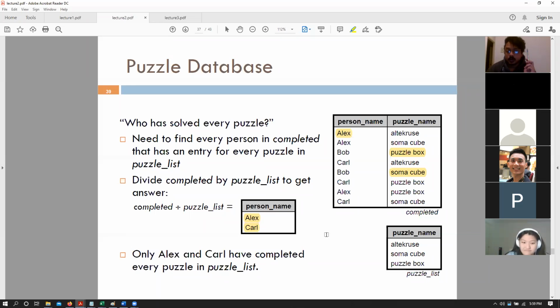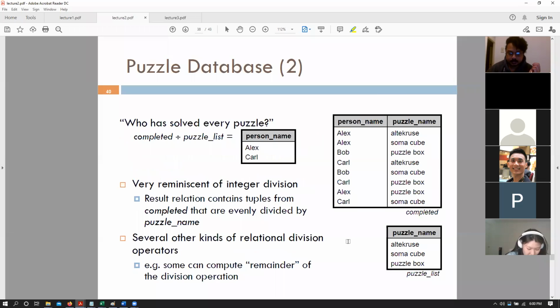And note one thing, what is the resultant schema of my divide operation? So my input schemas are person name, puzzle name divided by puzzle name, right? So this sort of is similar to your integer division. The common attributes between those two tables are not in your final schema. Your final schema is only going to have attributes that are in one but not in the other, similar to that set difference idea, right? So we would have a schema that is of person name, because person name does not exist in this puzzle list here. Okay.